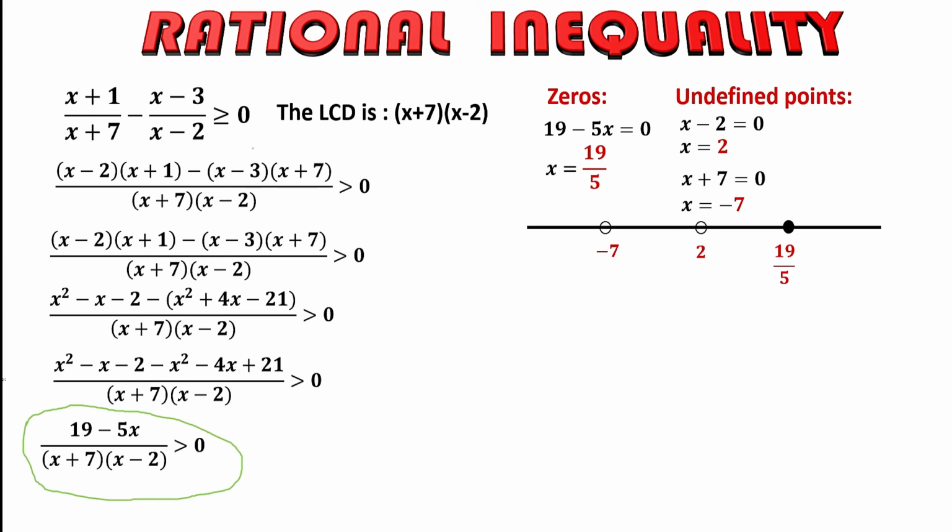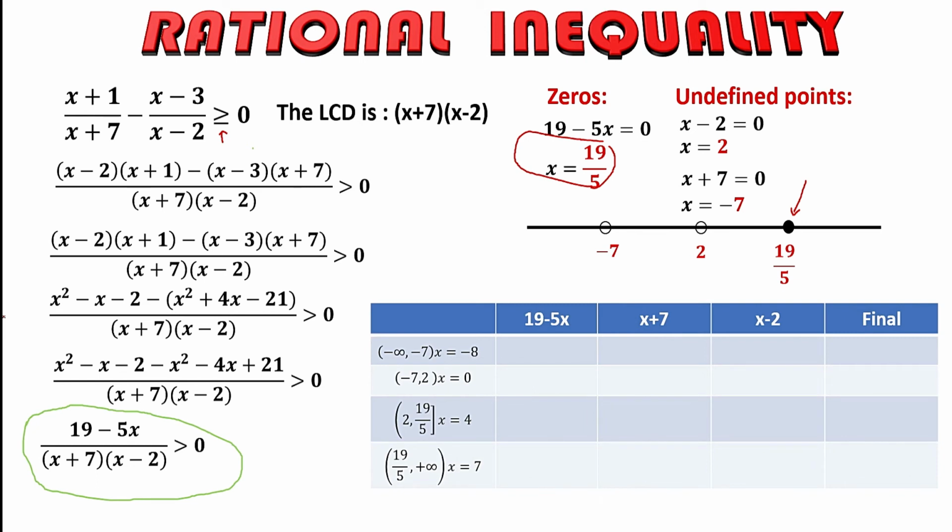But now, because 9/5 is a zero, and the inequality includes the equal sign, it is included here. The zero is this one, so I need to close it. They have to be shaded because it's closed. And now, with the same thing as in the exercise before this one, you create a table.